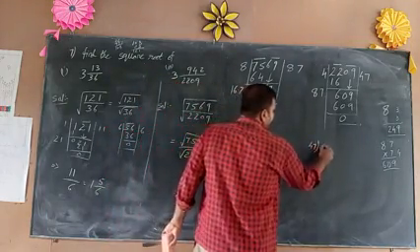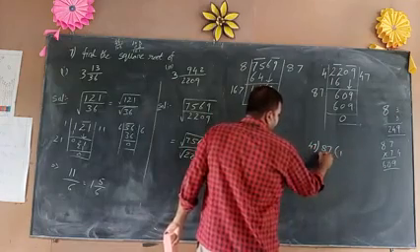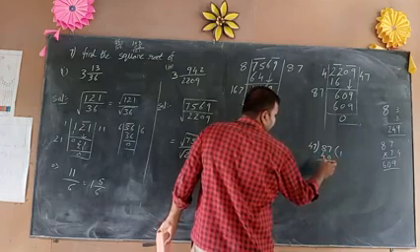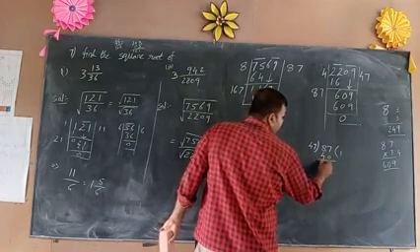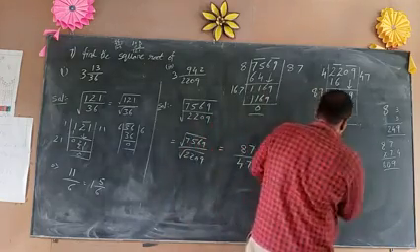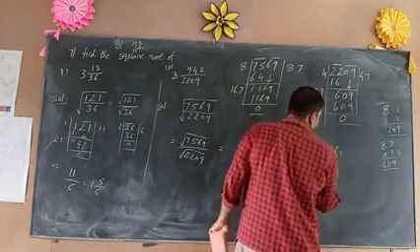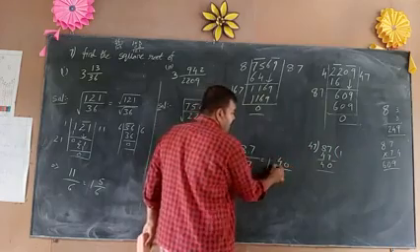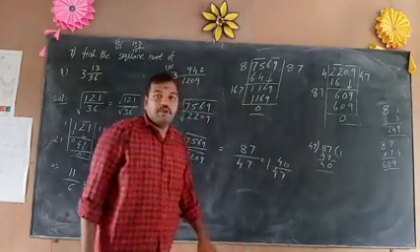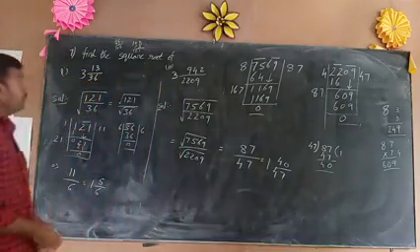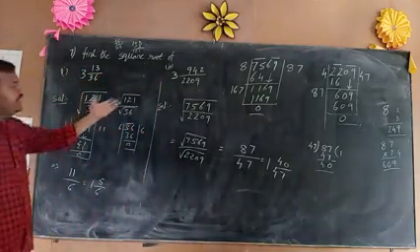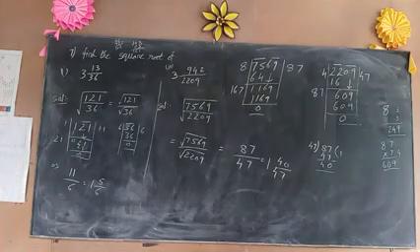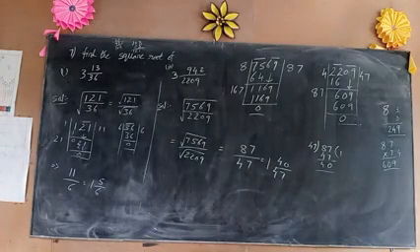With the 47 table, 87 is 1 time. 87 minus 47 is 40. So the answer is 1 and 40 by 47. These are the models of the sums: changing to a mixed fraction, finding the numerator and the denominator, and then solving to get the answer.